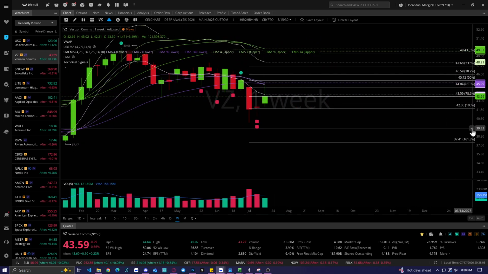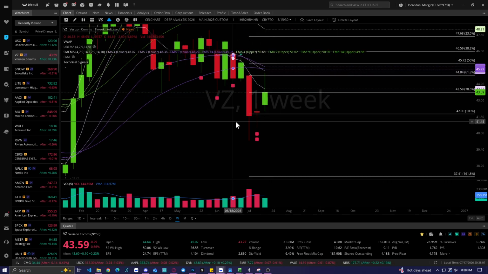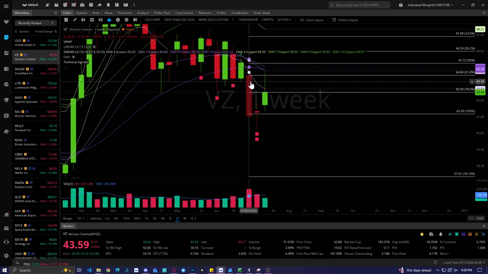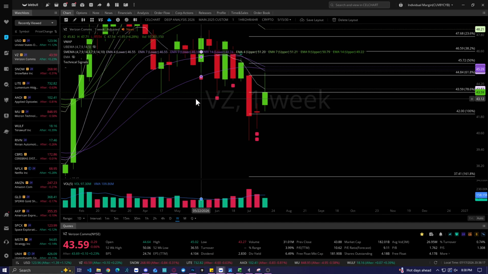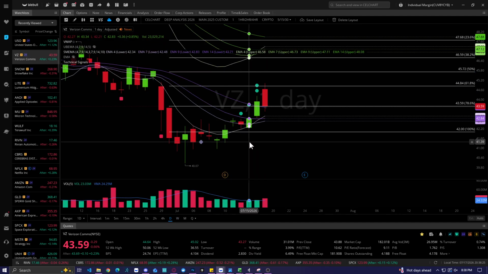The reason I knew that is because I'm very familiar with these moving averages, and this is the first time touching the 4 EMA after a major sell-off. While it did go to $45, it's not going to sustain itself. So I knew Verizon was going to end up tucking itself back under the 4 EMA and touching 43.59. Not to mention, I also have these same moving averages on my daily chart, and they look completely different.